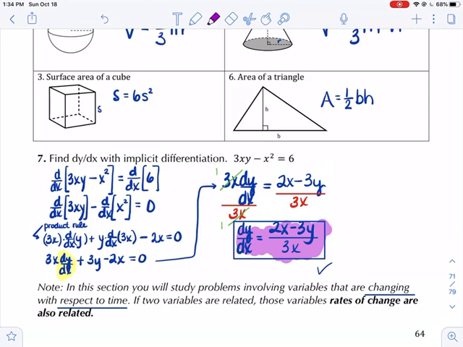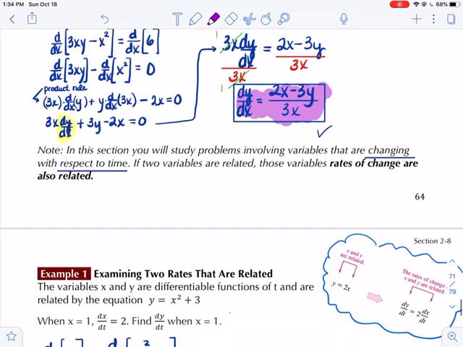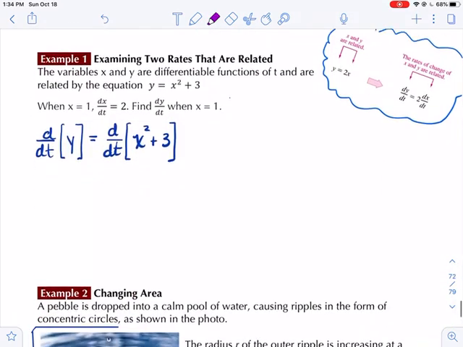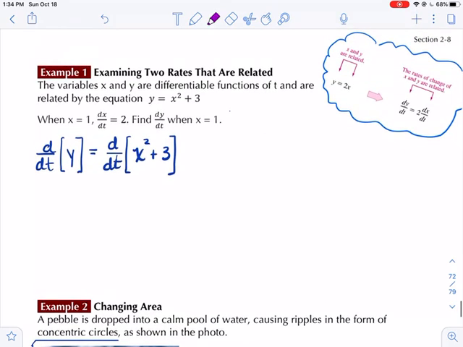Okay? So in this section, you'll study problems involving variables that are changing with respect to time. If two variables are related, those variables' rates of change are related. So just wanted to restate that. So we'll take a look at example number 1. So notice I have a little cloud around that.